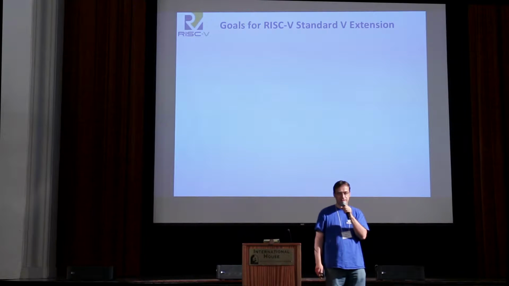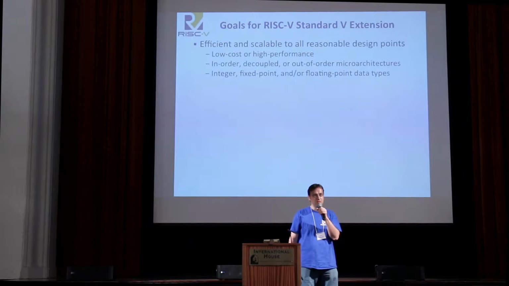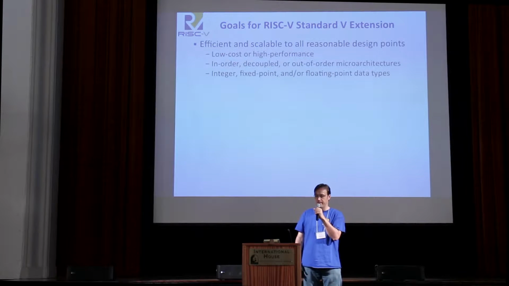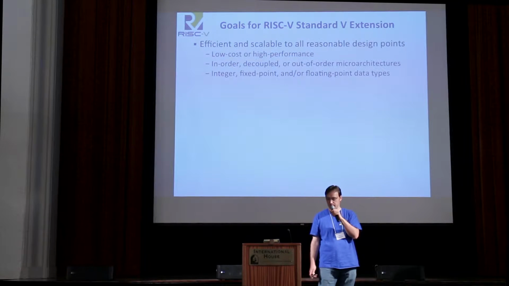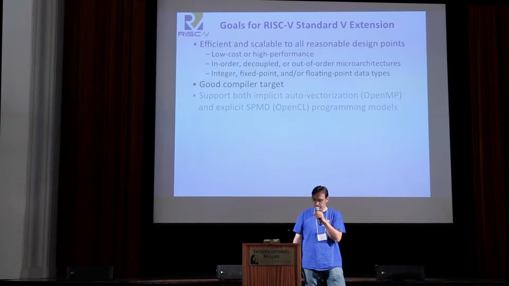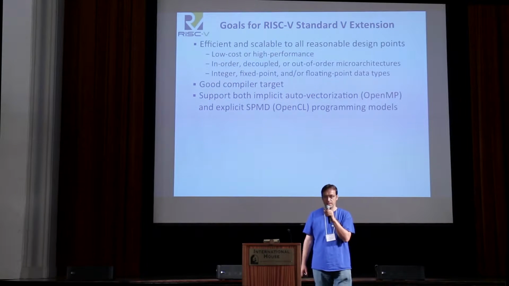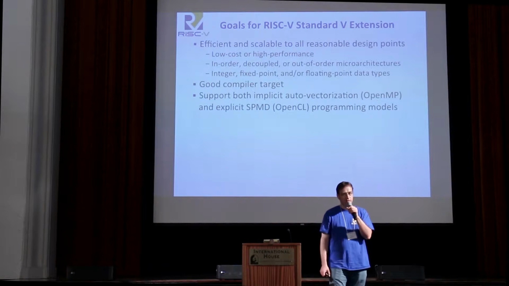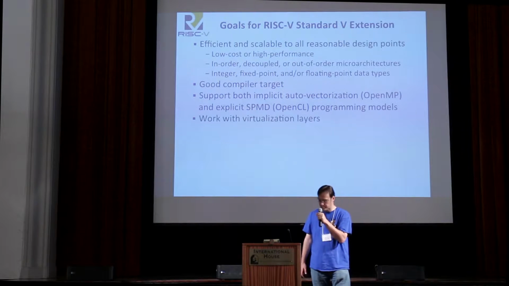The goals for the RISC-V standard V extension: efficient and scalable to all reasonable design points, so both low cost and/or high performance designs, and different kinds of microarchitecture: in-order, decoupled, or out-of-order. Support integer, fixed point, floating point data types as well. Should be a good compiler target. We want to support the two main kinds of data parallel programming models, the implicit auto-vectorization through things like OpenMP, and also explicit SPMD style programming through things like CUDA and OpenCL.